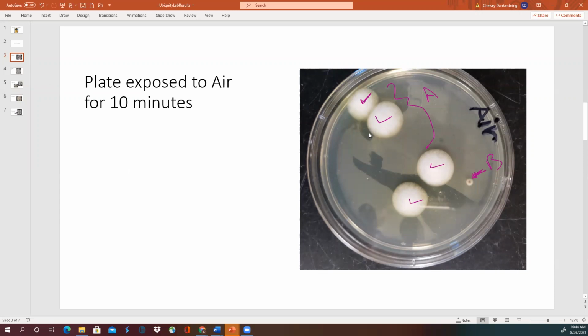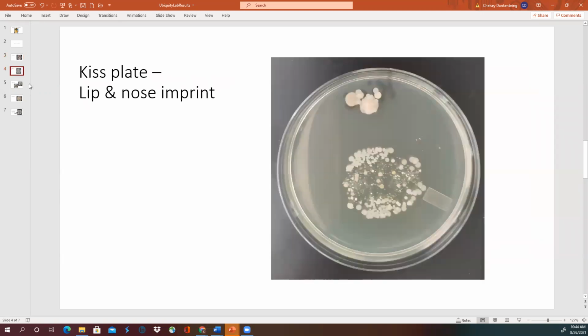All right, so I mean, the air isn't too bad, right? At least when there's not this forceful ejection of hot air. All right, so let's look at the lip and nose imprint. So down here on the bottom, let me see, I think there we go. This was the kiss on the agar plate. And so this is all the bacteria that is typically on your lips.